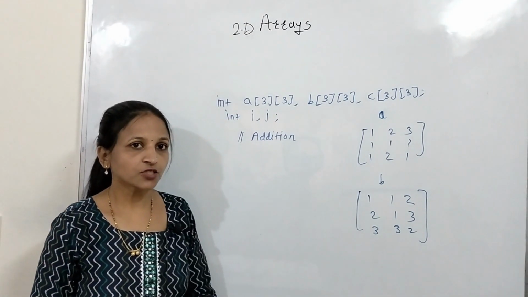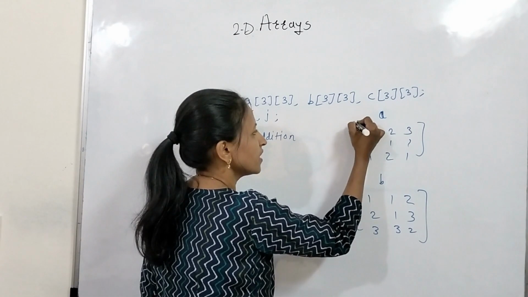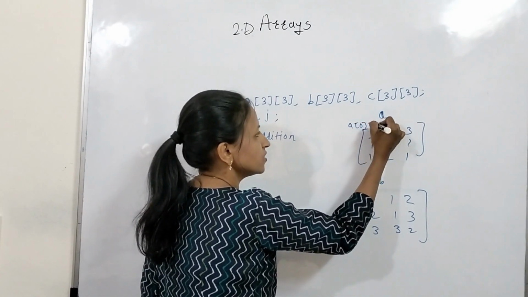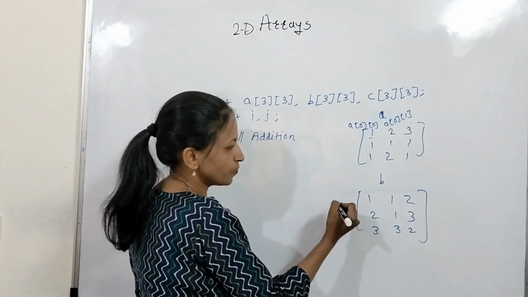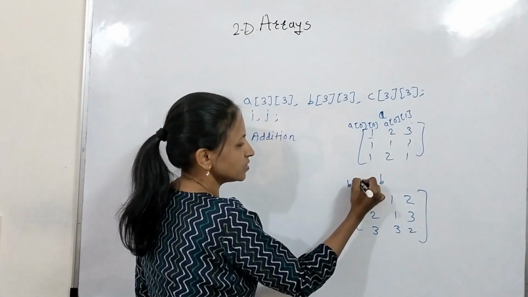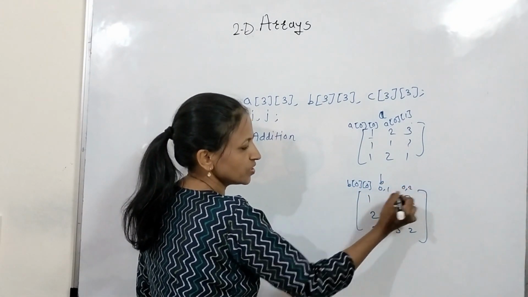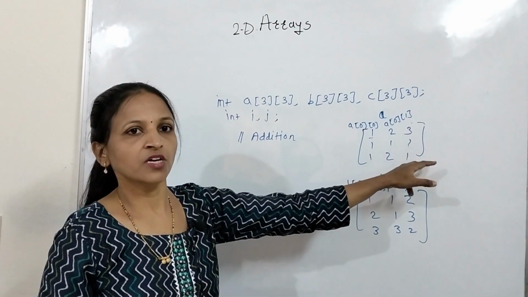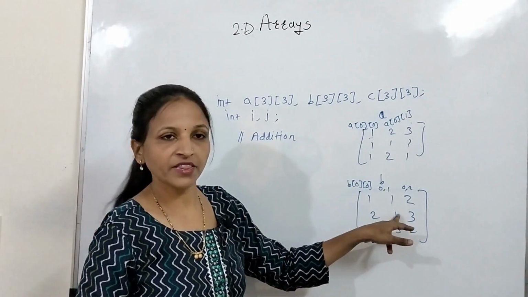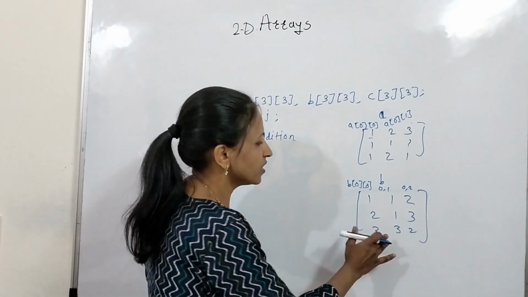Okay, I want to add these two matrices. Then what is to be done? See, this element is nothing but A of 0 0, then A of 0 1, in this way, then 0 2, and this one is B of 0 0, then 0 1, 0 2. In this way all the elements. Then this one is 1 0, 1 1, 1 2, 2 0, 2 1, 2 2, B of 1 0, 1 1, 1 2, B of 2 0, 2 1, 2 2. In this way all the elements of the matrix.